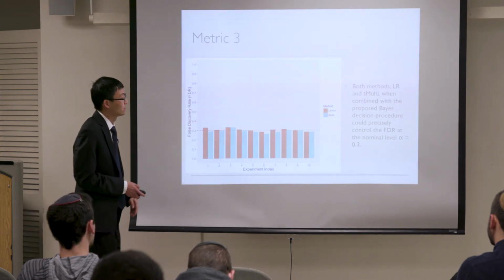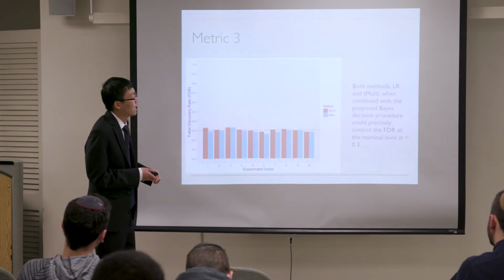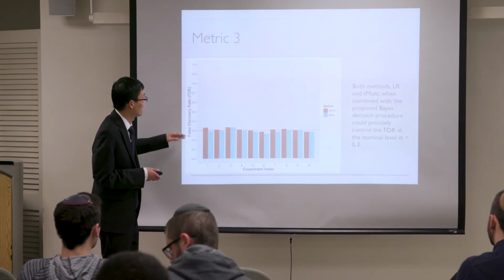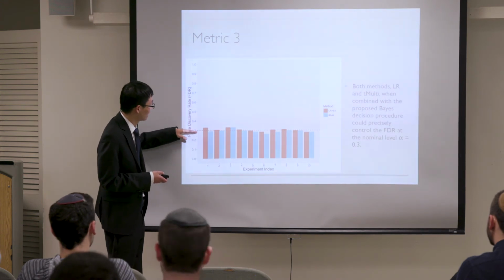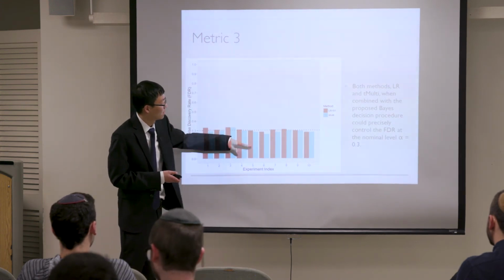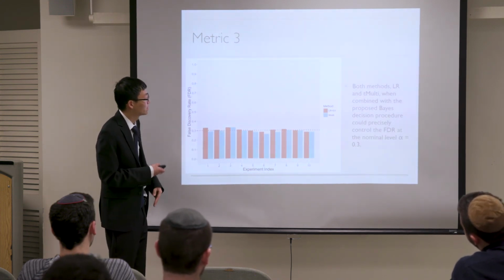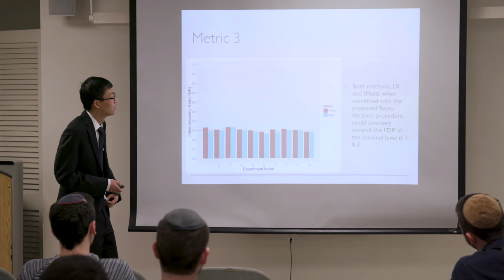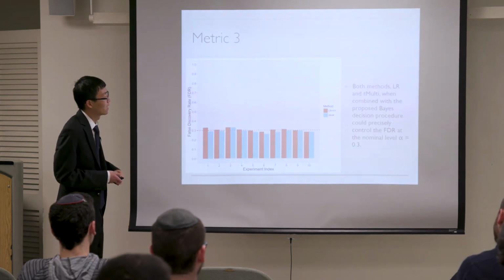And now, in the experiment, we set our nominal FDR level equal to 0.3, and we report the real experimental FDR level here. You can see it is a little scattered around the 0.3, but it is fine here. So we say this one can control this FDR rate.